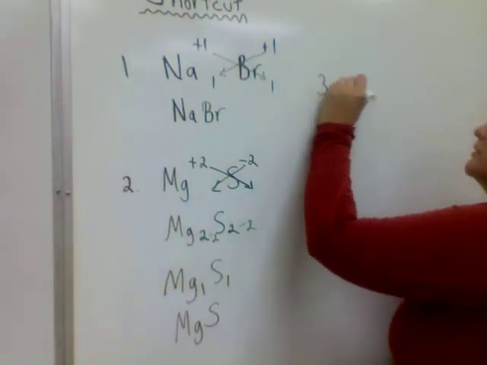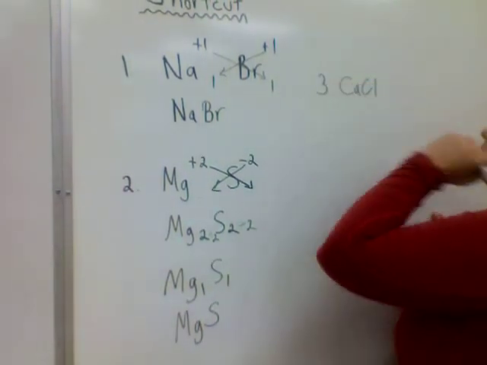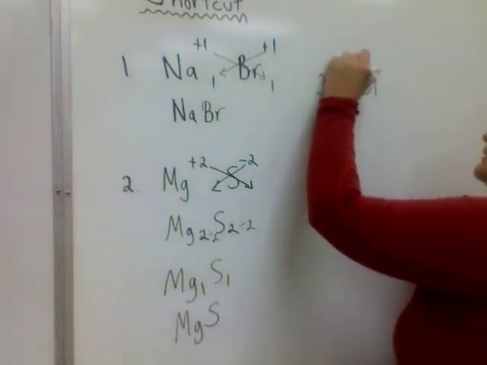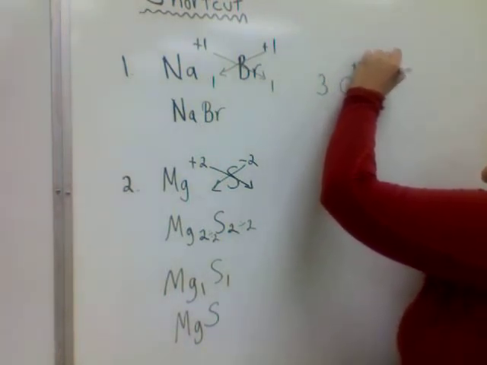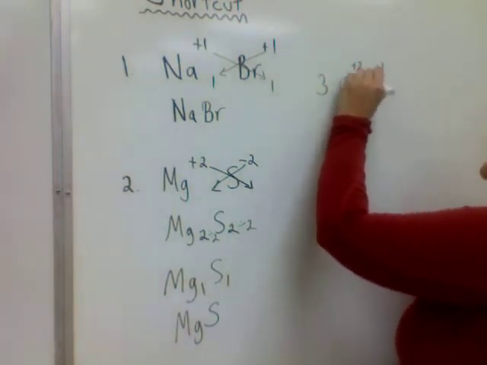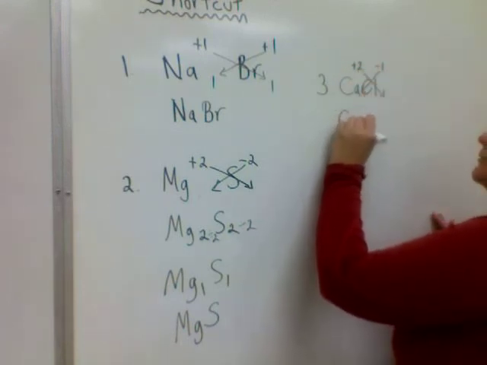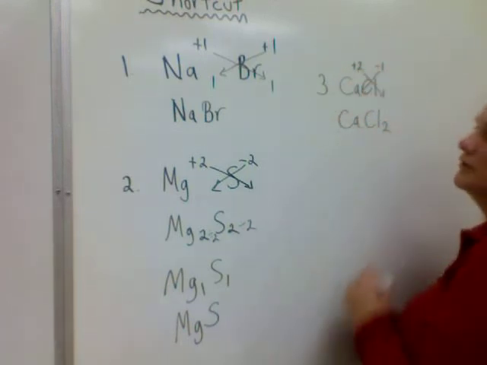So the last one is our calcium chloride. And this is a charge of +2 and -1. We cross those down, you would end up with CaCl2.